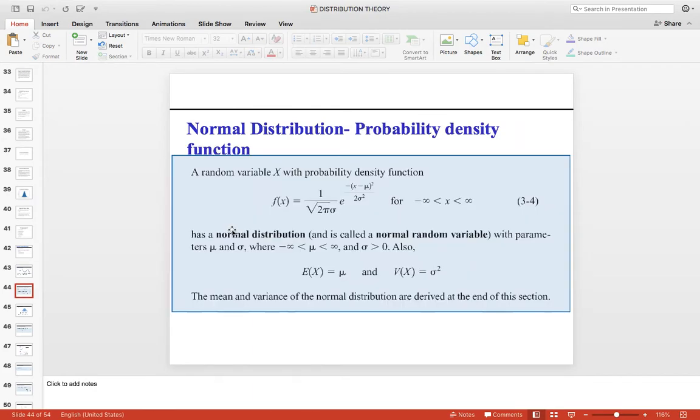Now the normal distribution has a probability density function which takes the value 1 by square root of 2 pi sigma, where 2 pi is under the root and sigma is the standard deviation, times e raised to the power of minus 1 by 2, x minus mu the whole squared divided by sigma squared, for all values of x. This is what generates the probability.